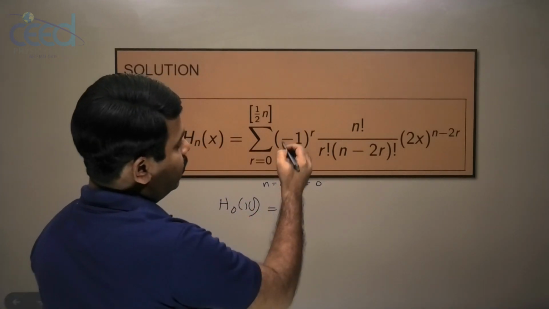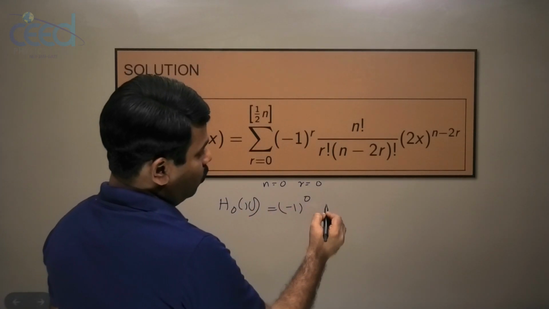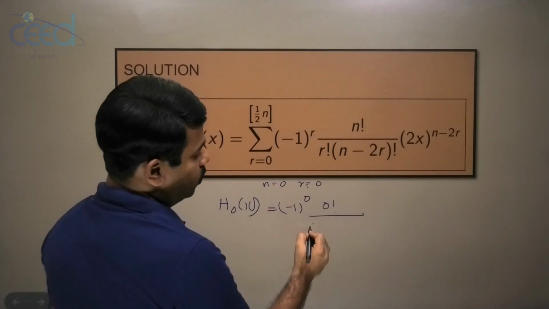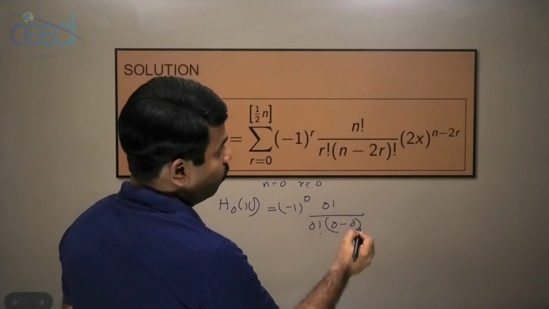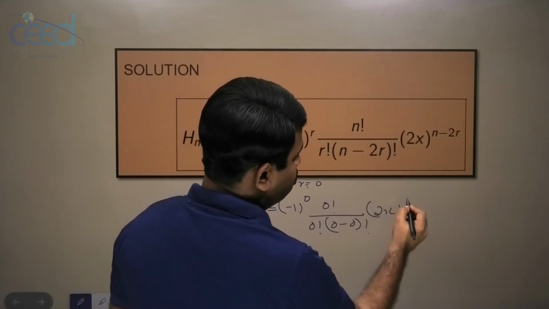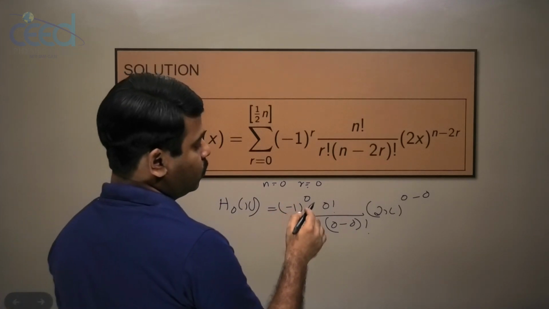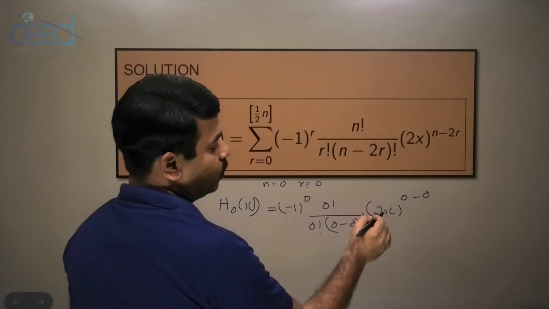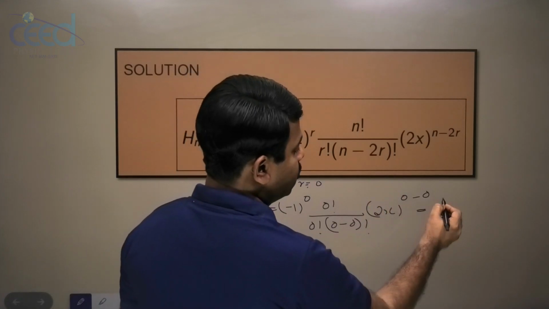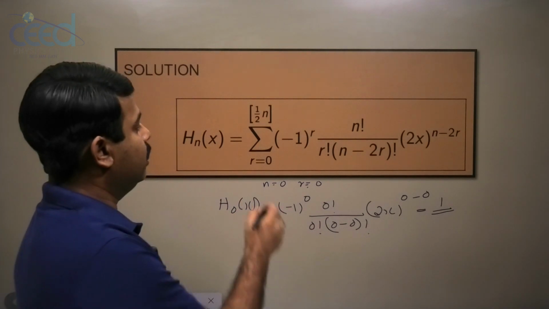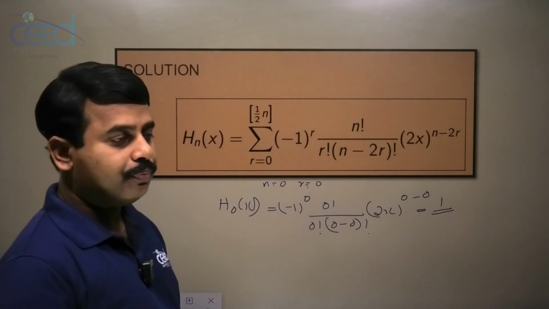Now how do we write it? Minus 1 raised to 0, 0 factorial, because the n value is 0 and the r value is also 0, 0 factorial, 0 minus 0 factorial, 2x raised to 0 minus 0. Then minus 1 raised to 0 is 1, 0 factorial is 1, everything is 1, and 2x raised to 0 is also 1. Then the answer is 1. This is the value of H0 of x.